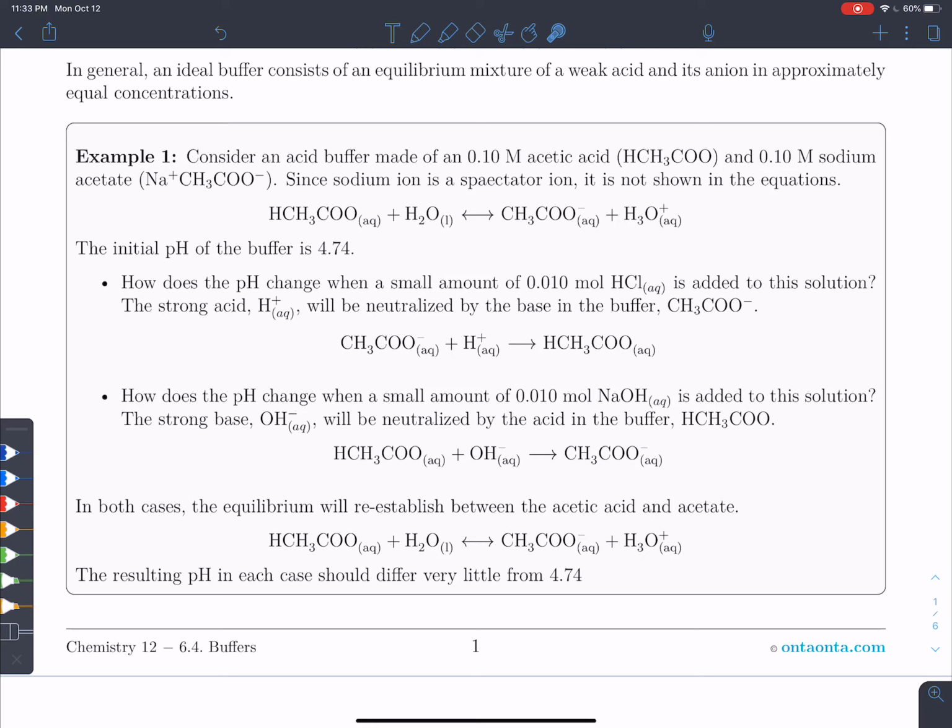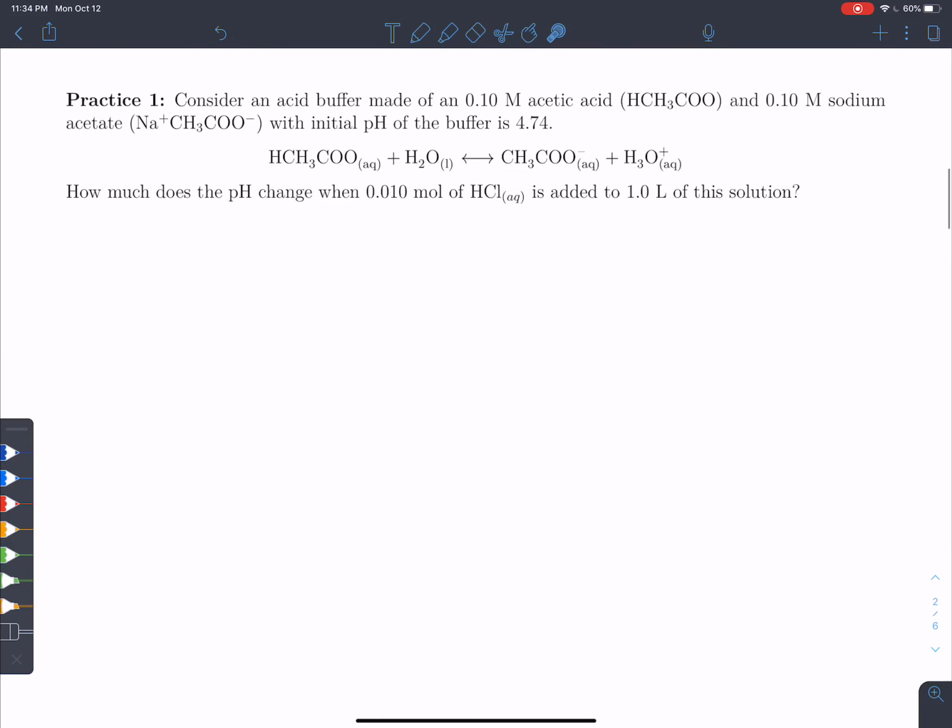Now, when we're talking about pH changes from adding a small amount of sodium hydroxide, the sodium hydroxide produces hydroxide ions, which is a strong base, and that gets neutralized by the acid in the buffer, our weak acetic acid. That neutralizes the hydroxide ions to form acetate. In both cases, our equilibrium is being reestablished so that it's always moving between the acetic acid and the acetate. So there's going to end up being very little change to our buffer's pH of 4.74. We can understand how this works by doing an example.